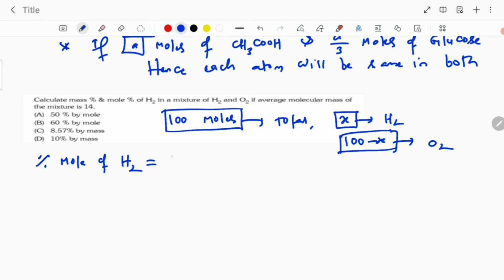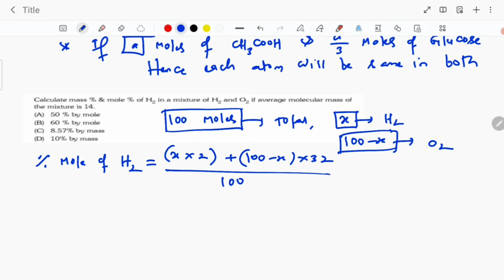So now with this information, X into molecular weight of hydrogen 2 plus 100 minus X moles of oxygen into molecular weight of oxygen 32, by overall mass, 100 moles overall. So if you do the calculation here, you will get 60% mole of H2 in given 100. So here, 60% by mole of hydrogen is correct.